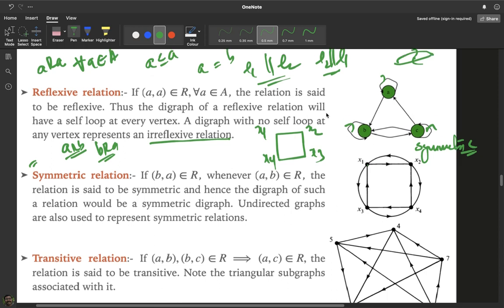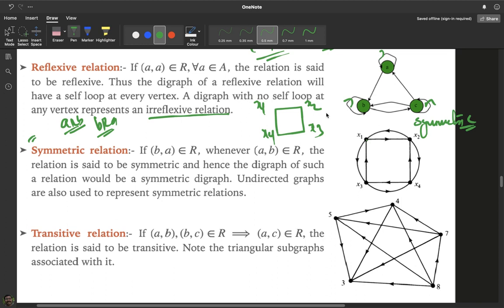And now we also have studied about transitive relation. So what is a transitive relation? That is very simple.